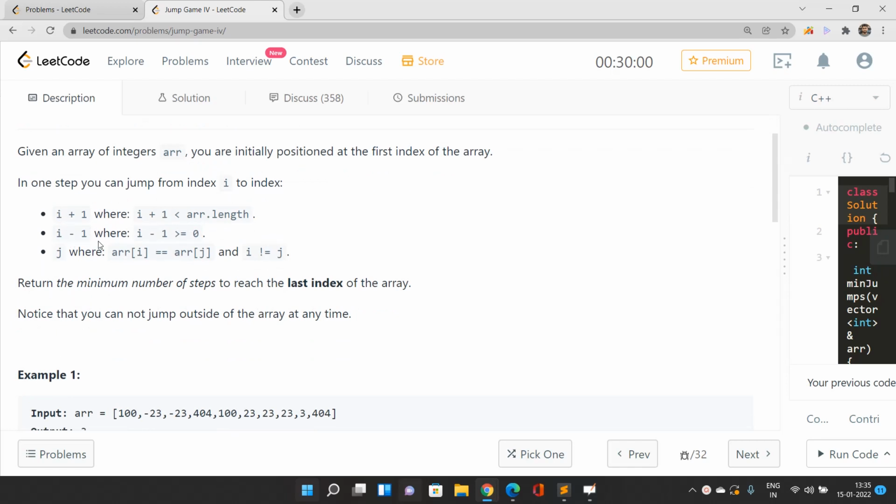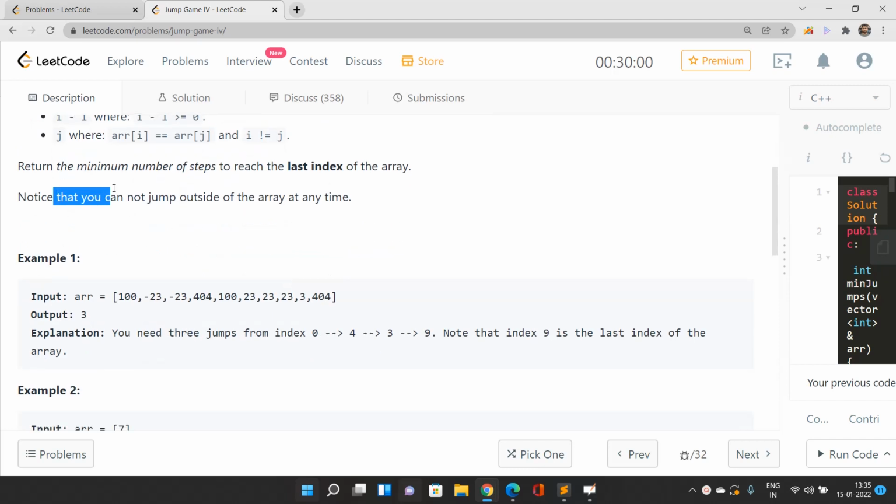Similarly, if you are at index i, you can go to index i minus 1, provided this i minus 1 is within the bounds of the array. Also, from index i, you can go to index j, where the array values at index i and index j are exactly equal, and index i must not coincide with index j. So you can go to that index also. And finally, you need to return the minimum number of steps to reach the last index of the array, that is the n minus 1th position, if you are considering zero based indexing. And it is obvious that you are not going to jump outside the array at any time.